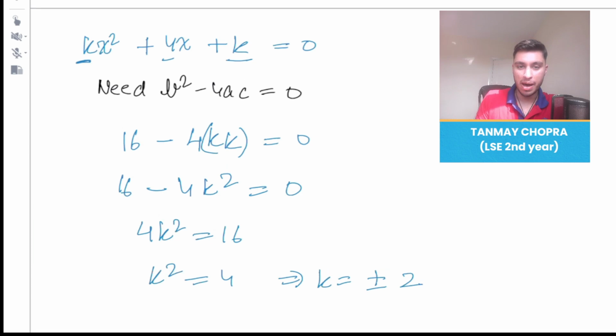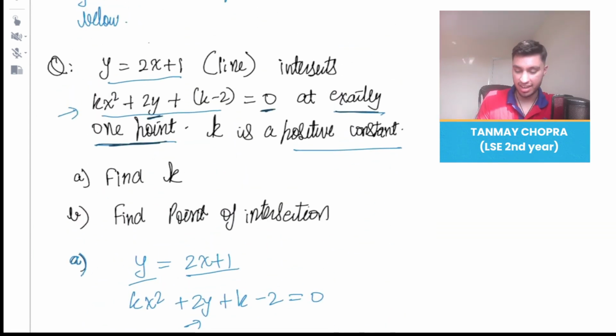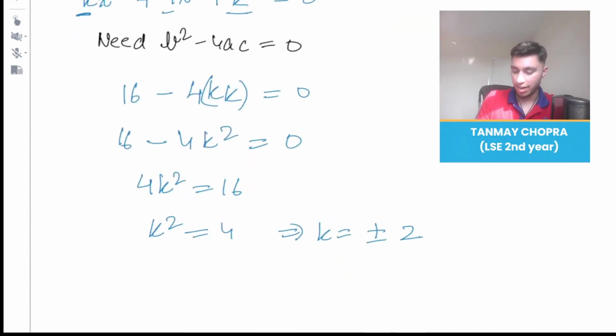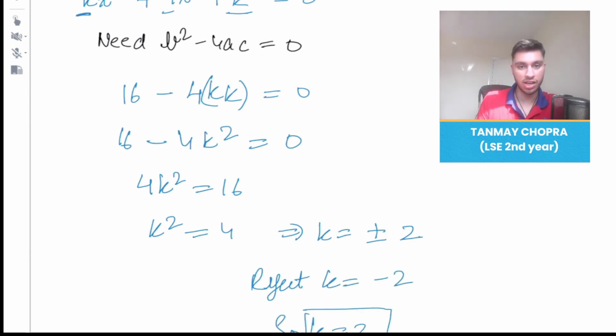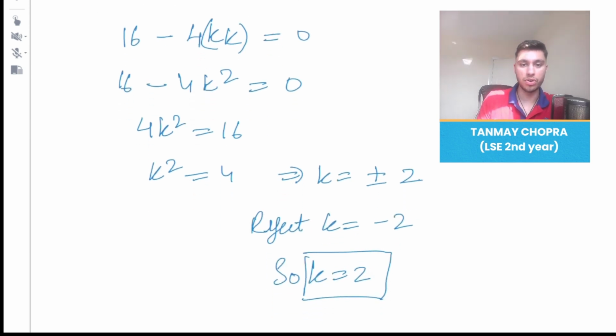But if we go back to the question, what does it say? k is a positive constant. Positive means greater than 0. So I will reject k equals negative 2. So k equals 2. This is a very important statement, else you'll lose a mark. They want to see you rejecting k equals negative 2. Sorry for my handwriting if it's bad. I'm trying to explain a concept. Just hope you catch that. So k equals 2 is our solution.